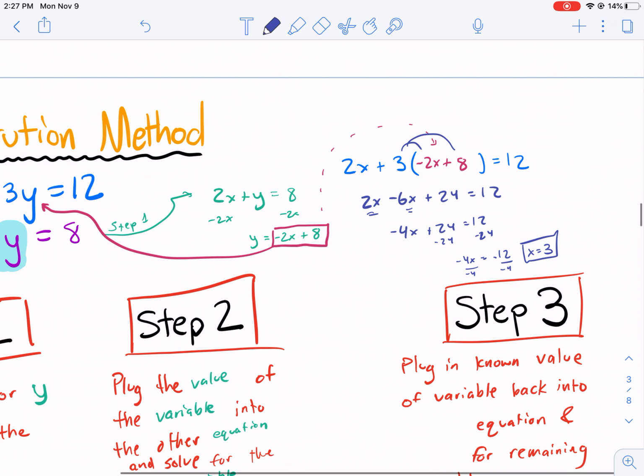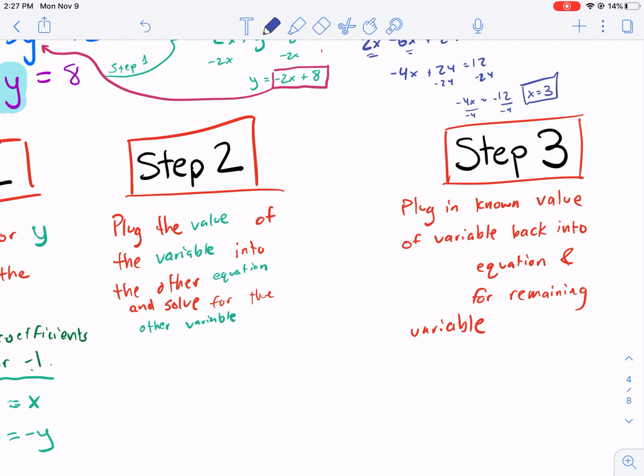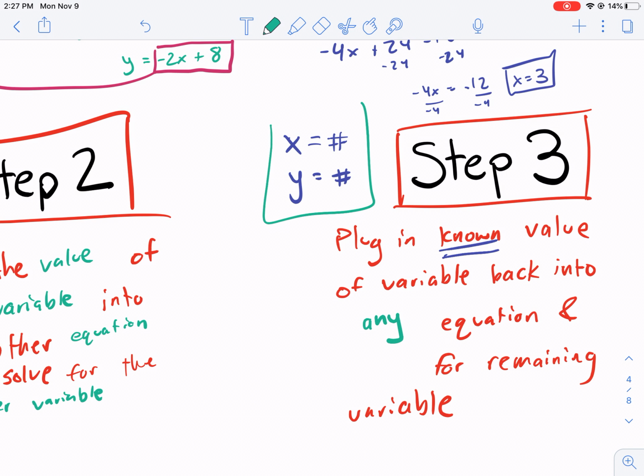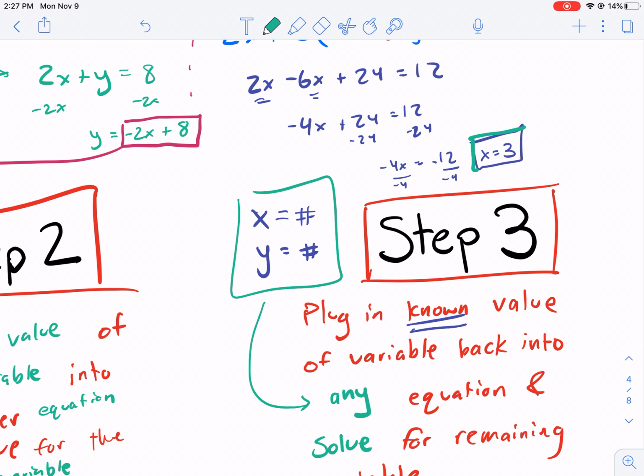Okay, we're ready for step 3. It says plug in the known value, and when I say known value, this is what I mean. We get x equals a number, not in terms of something like x equals 2y minus 2 or y equals -x minus 4. I mean x equals a number and y equals a number. So that's what I mean by known value. Plug a known value back into any equation. It doesn't matter at this point. Once you have this, it can be any equation, and solve for the remaining variable. So in this case, we have x equals 3.